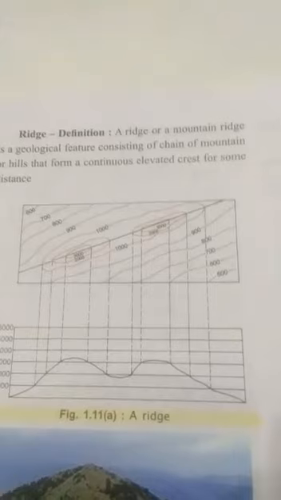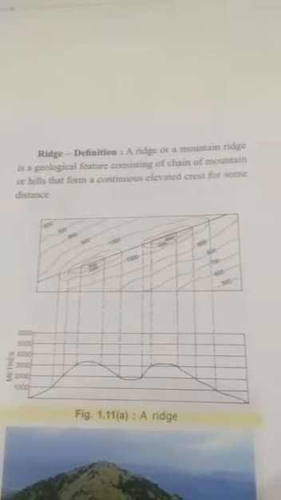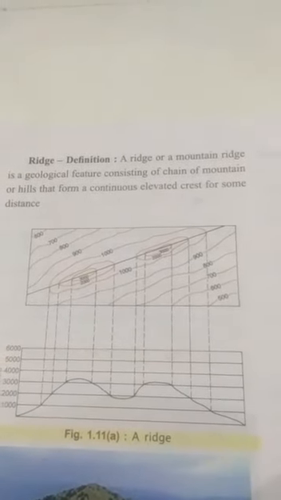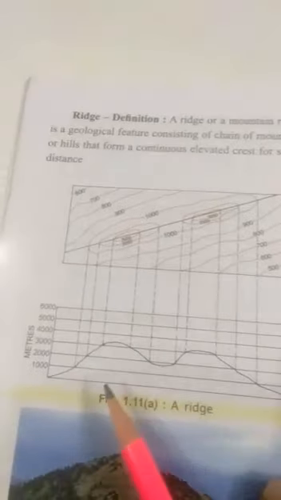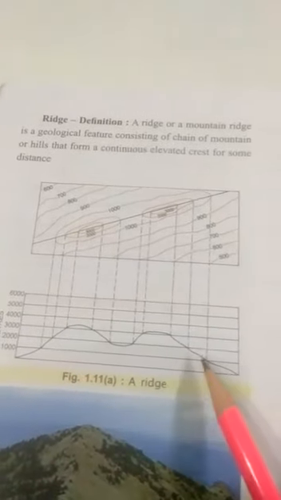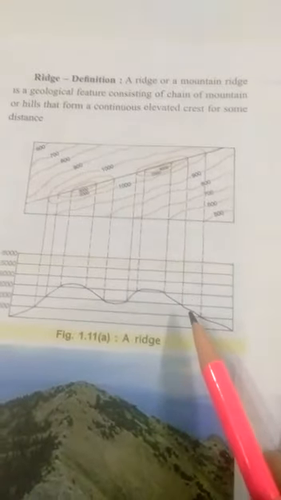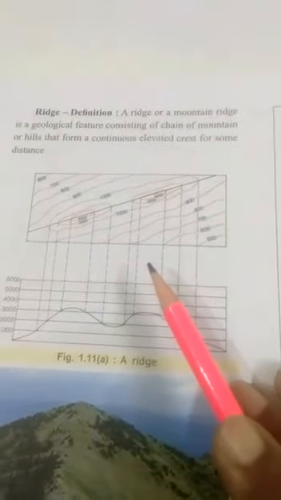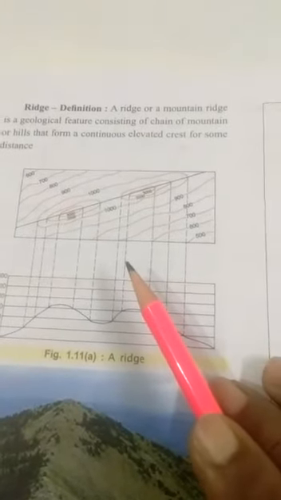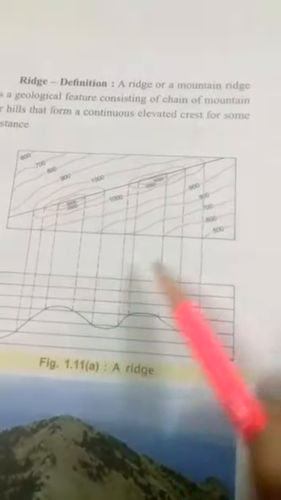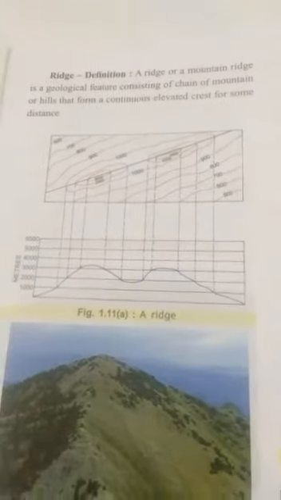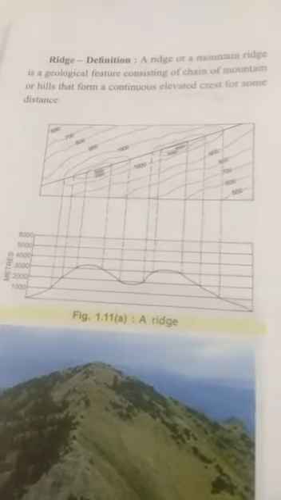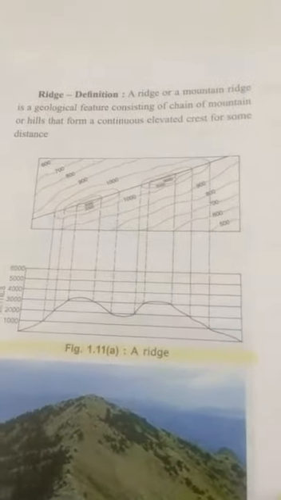Next, that is ridge. A ridge or mountain ridge is a geographical feature consisting of a chain of mountains or hills that form a continuous elevated crest for some distance. This is the crest here, you see. This is the ridge, and its projection when viewed from space, or when an aerial view is taken, will appear like this. As we know very well, in mapping only two dimensions are shown, the length and breadth, but no height.